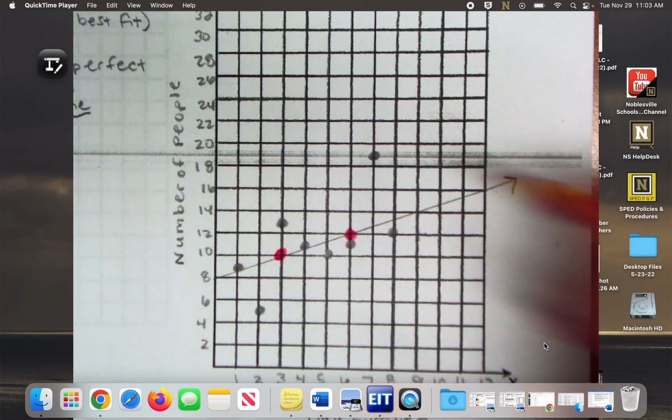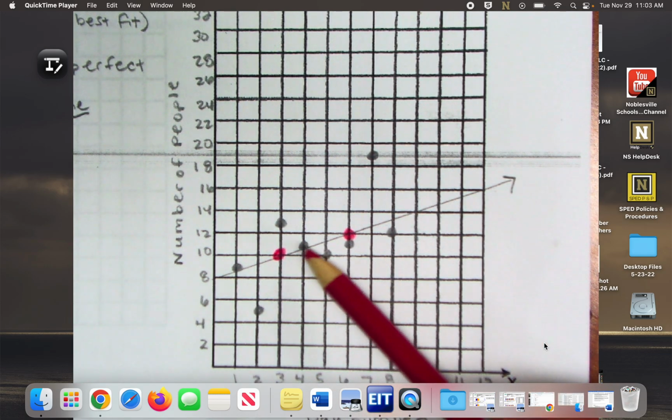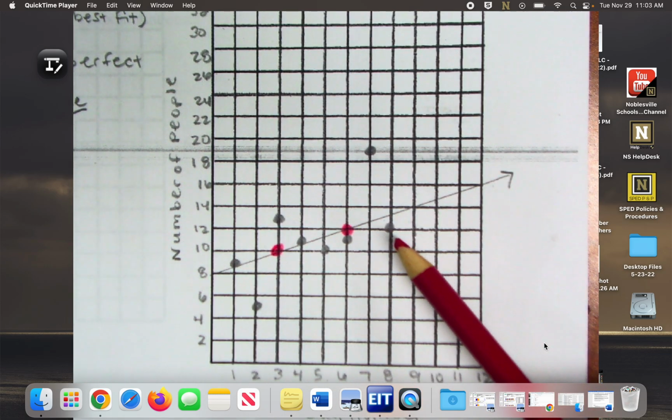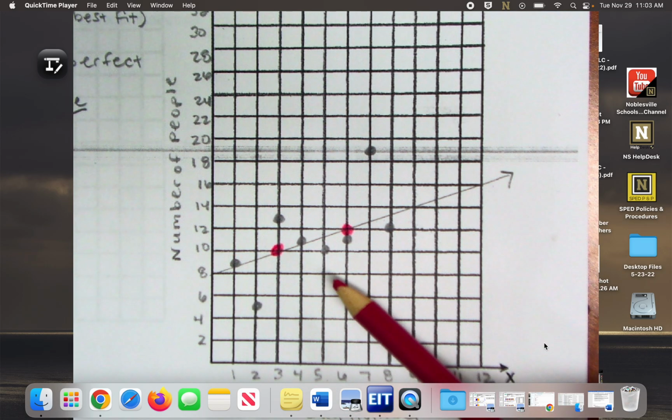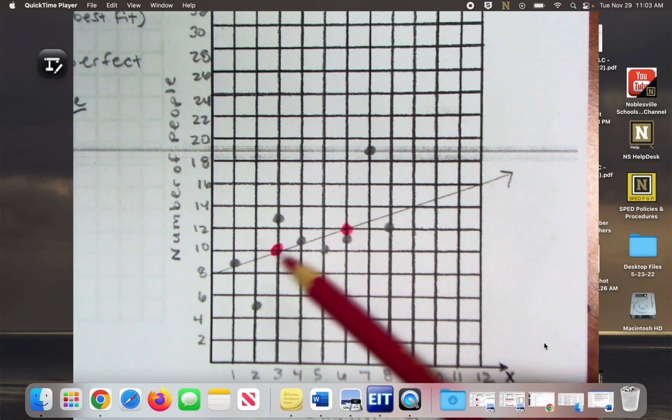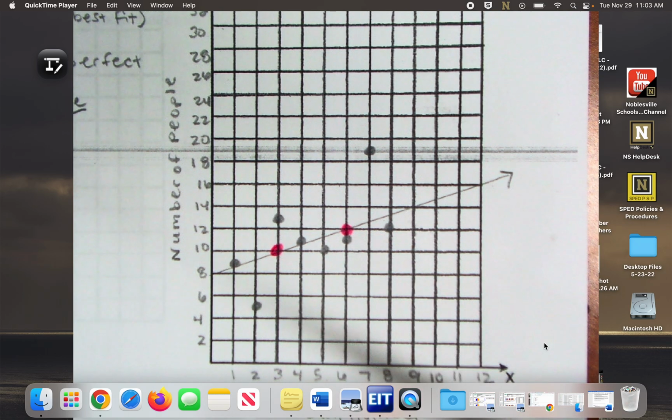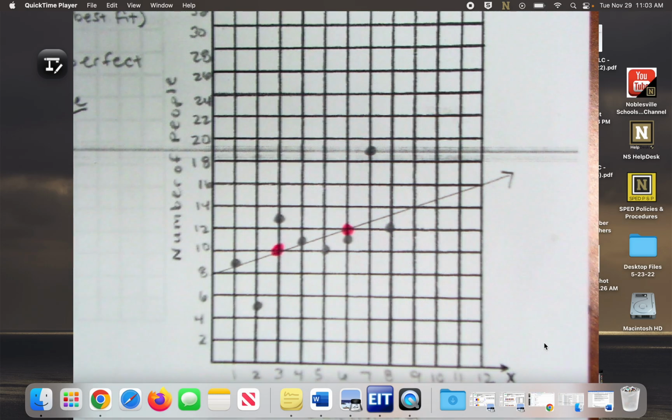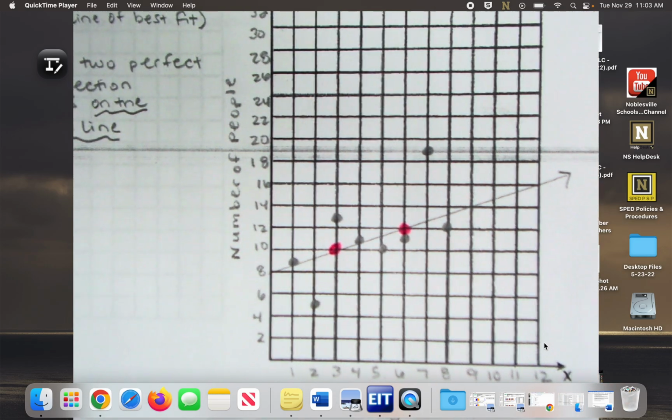Now, my perfect intersection points might not be the same as your perfect intersection points, and that's okay. It's very common for us to have different points. As long as yours are perfect on your graph, that's what I'll be looking for when it comes time for a quiz. So that was step 4, 2 perfect intersection points.